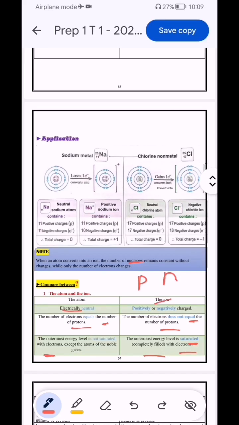Okay, saturated means filled completely with electrons. So the atom is not saturated, not completely filled with electrons, except the atoms of noble gases. But the ions are all saturated with electrons, that means completely filled with electrons.